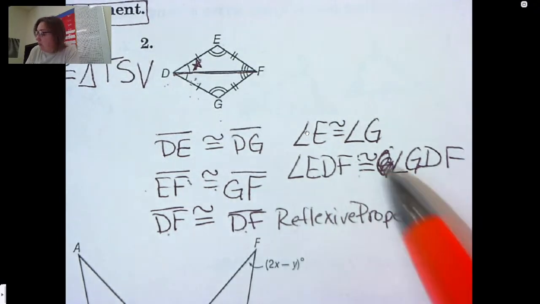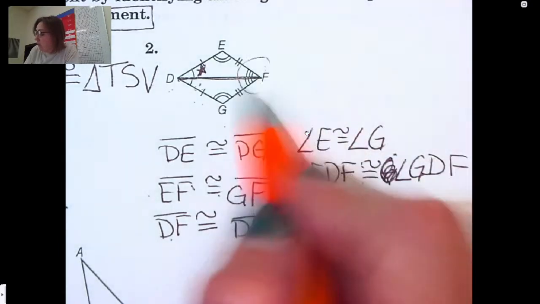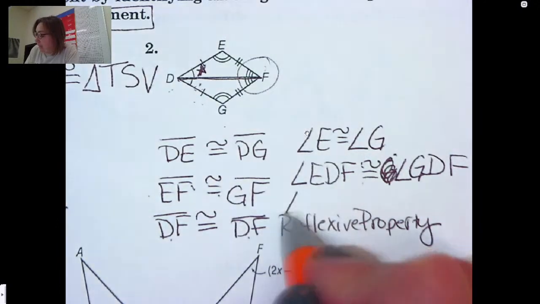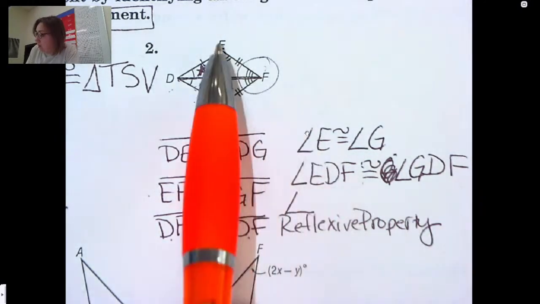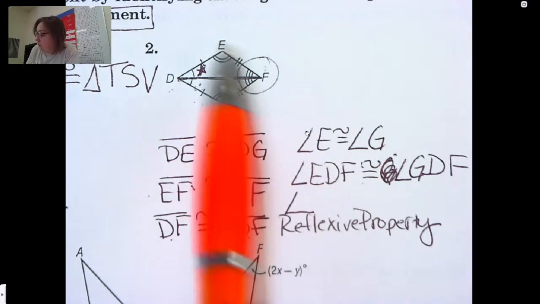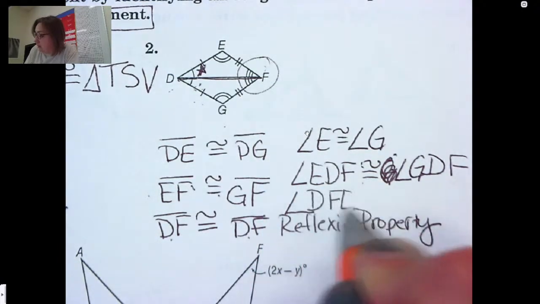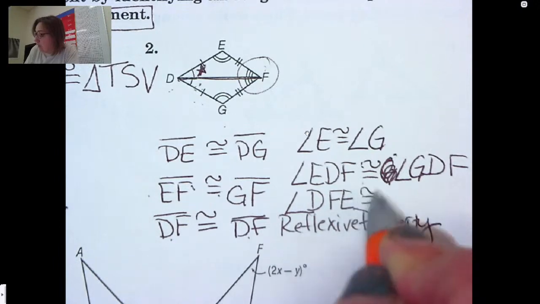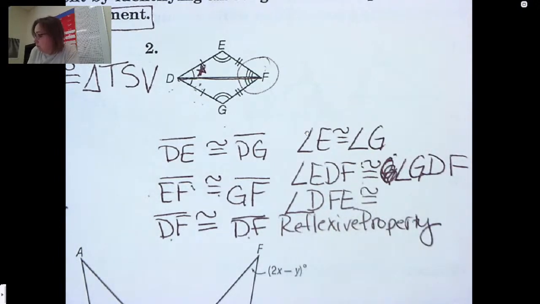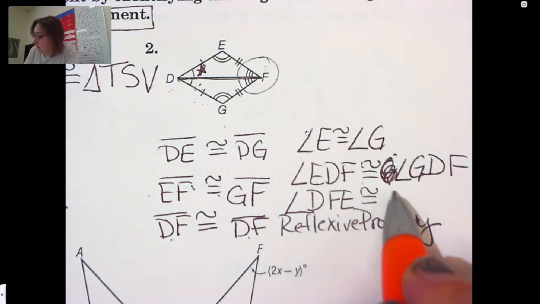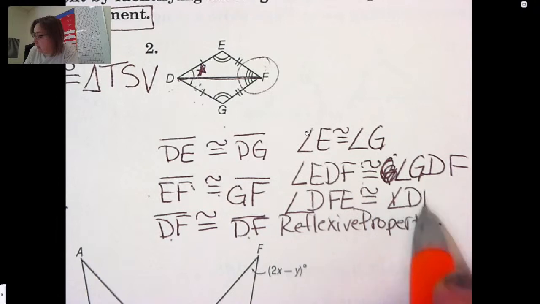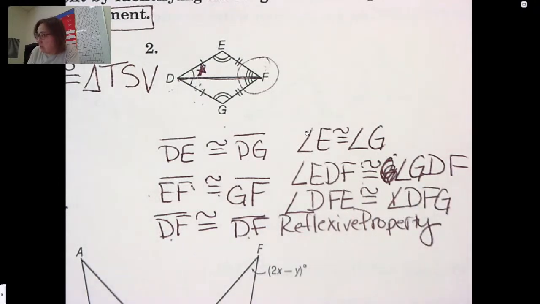All right, so then we got the same situation going on over here on this side. So we'll do angle DFE because D is first in the alphabet, right? Angle DFE is congruent to angle DFG. Y'all see how simple that is?